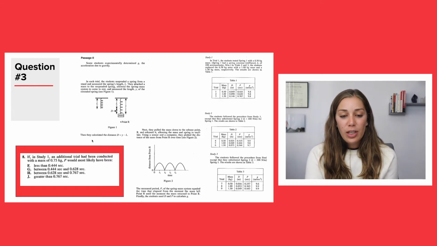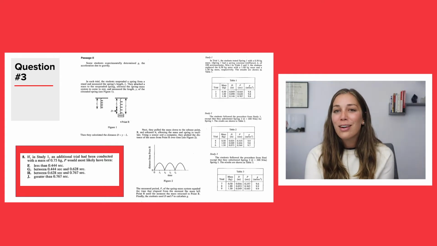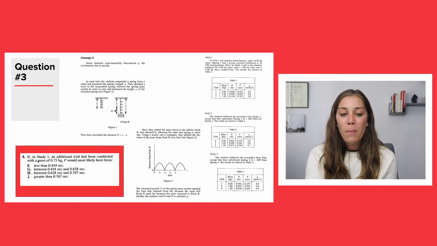In this next question, we're talking about an additional trial being conducted, okay? Additional trial, an additional point not on the graph. There's our estimation question, okay? Again, using the language to help decipher which type of question it is. So we're looking in study 1 with a mass of 0.75. We want to know what P is.